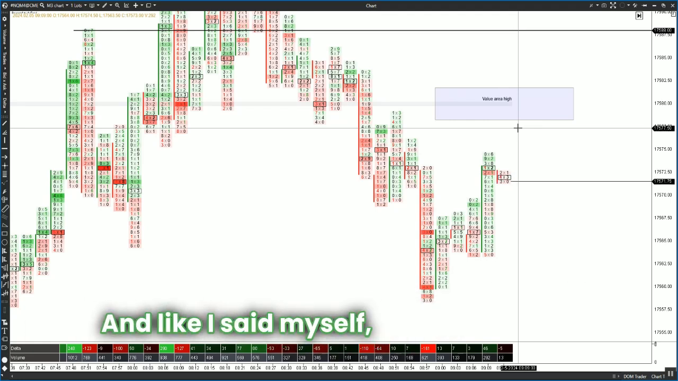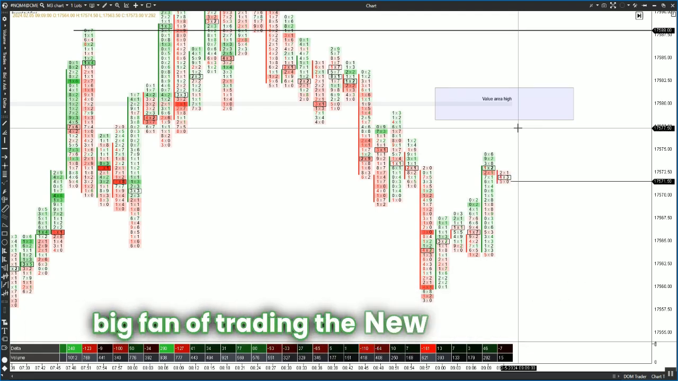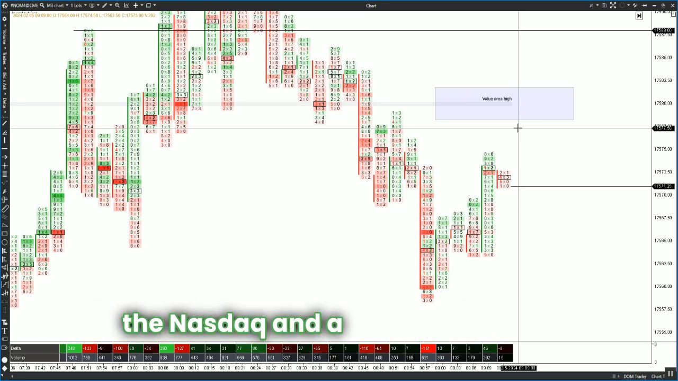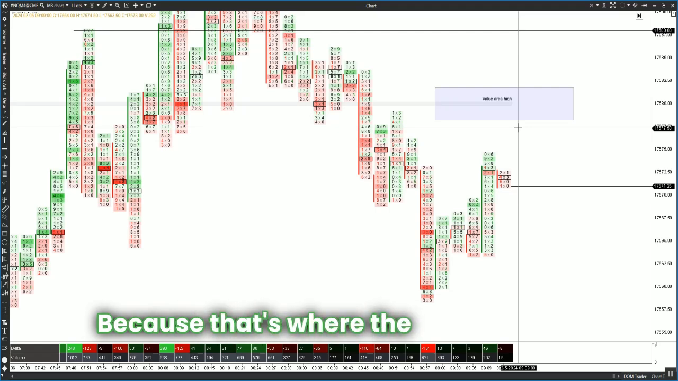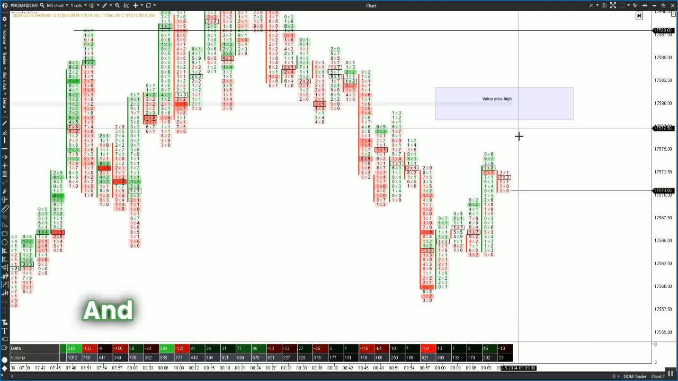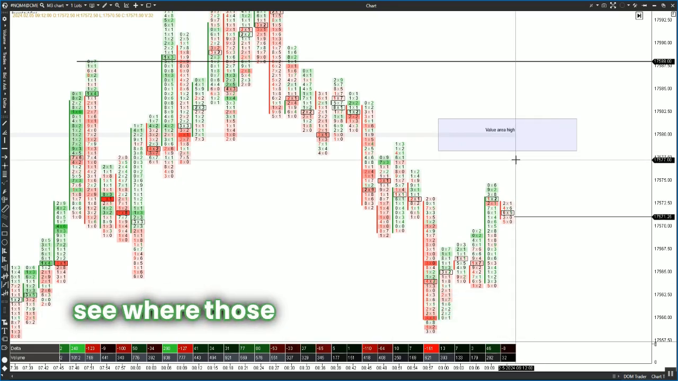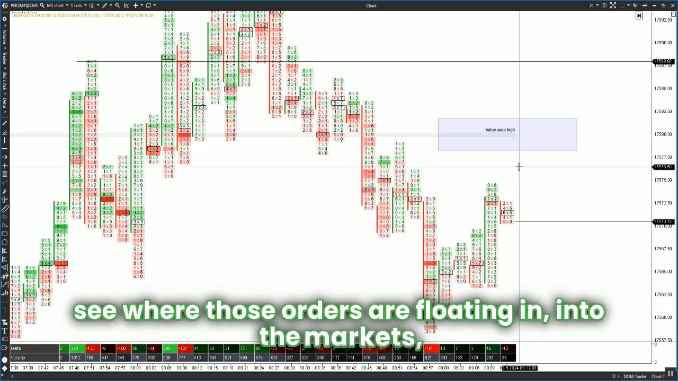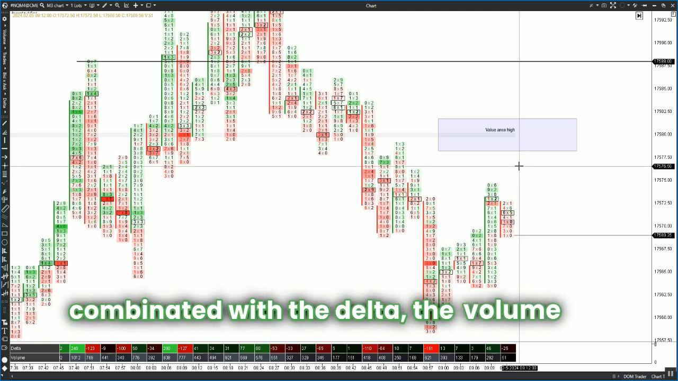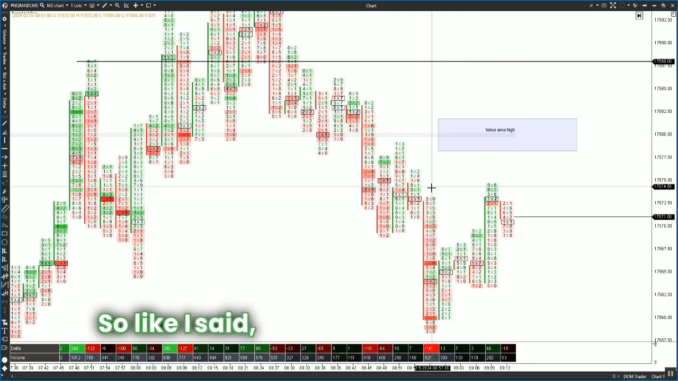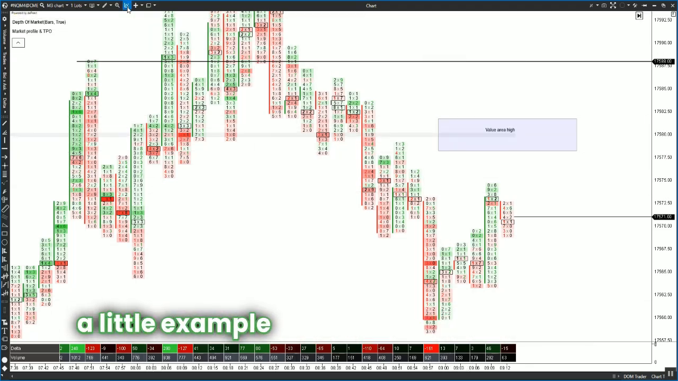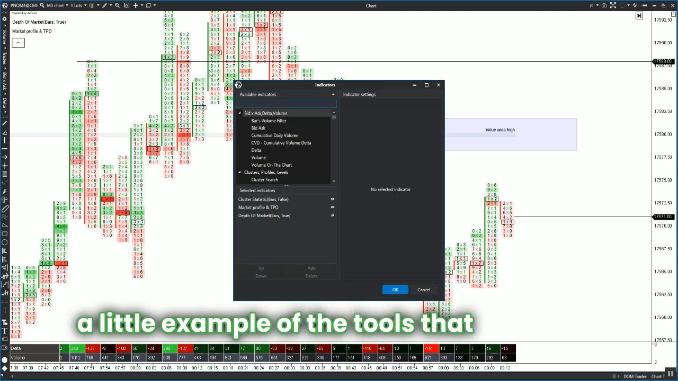And like I said, I'm personally a big fan of trading the New York session, the Nasdaq, and a bit of gold. Why? Because that is where the huge volume is flowing into the markets. And with the order flow software, you are able to see where those orders are flowing into the markets, combined with the delta, the volume, and so on. So like I said, I'm going to give you a little example of the tools that you have.